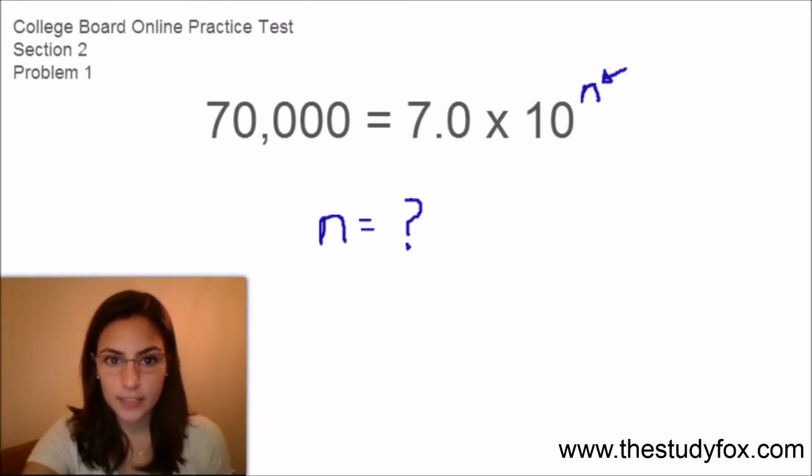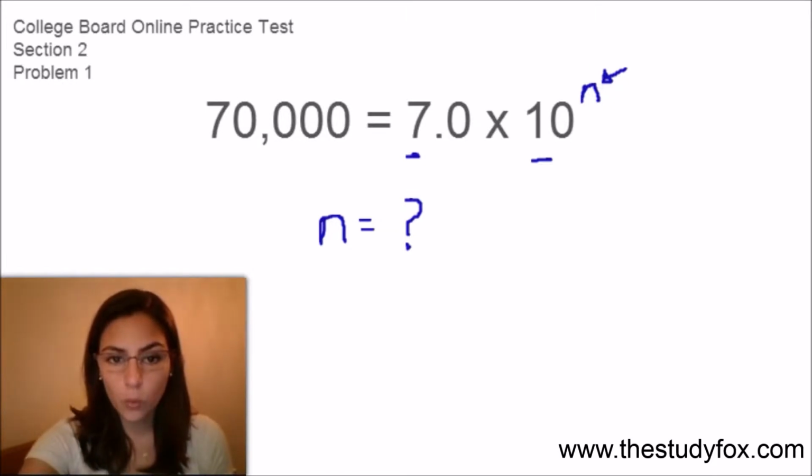If you forgot what scientific notation is, it's basically a way to write any number but to make it shorter. So here, 70,000, which is a large number, is written as a much smaller number. It's written as 7. And then there's a multiplication by 10 to an exponent that tells you how to get from 7 to 70,000. So scientific notation is always set up this way.